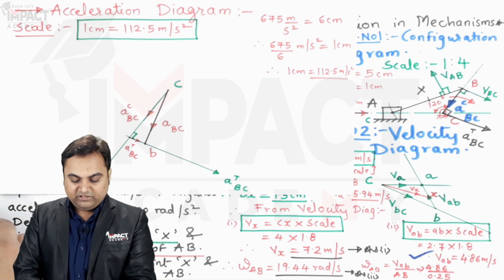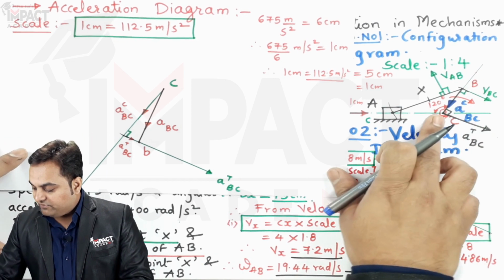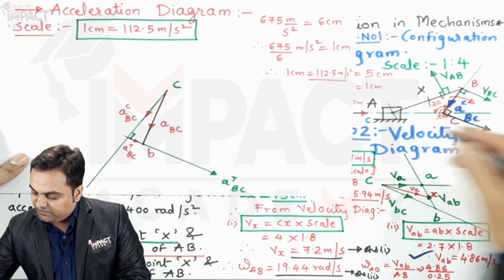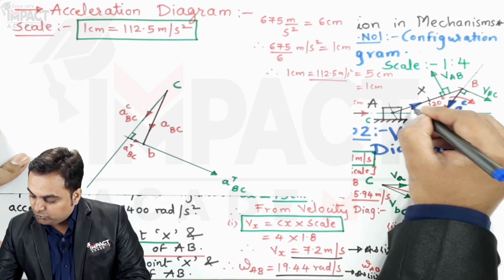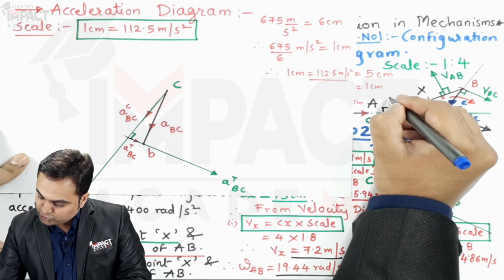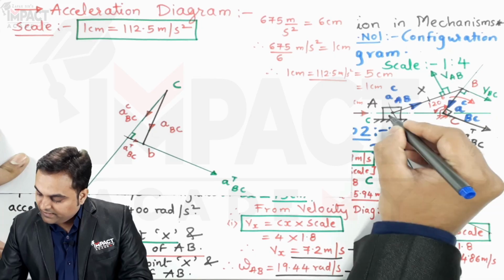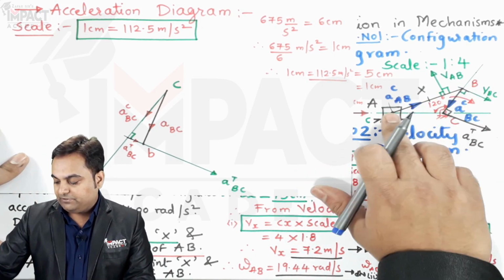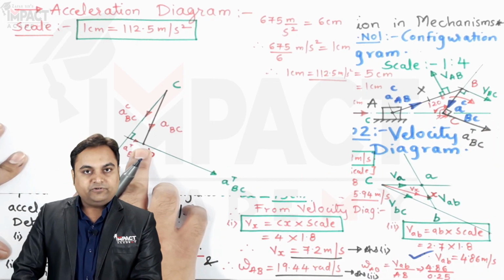centripetal acceleration will also act towards the center. AB and BC are having the common center at point C. So this centripetal acceleration for link AB would also be pointing towards the center C. So this arrow shows centripetal acceleration for link AB, and it is pointing towards the common center. So now we know the direction of centripetal acceleration of AB acting towards the center. So point B we already have.